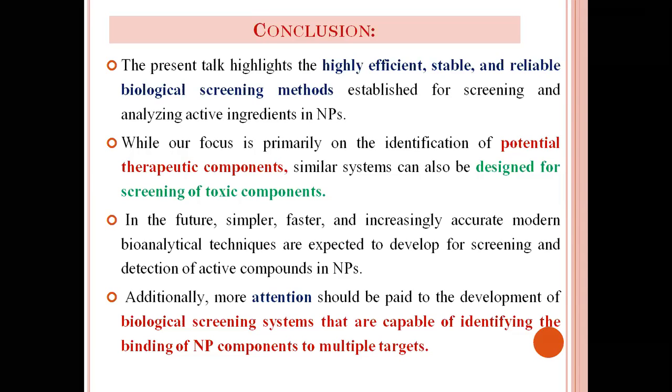The system should be capable of identifying the binding of natural components to multiple targets. The targets we explained here are single targets. But now we have to think and work in such a way that multiple targets can be seen with the help of multiple components from the extract. That is an area of interest we can all work on.